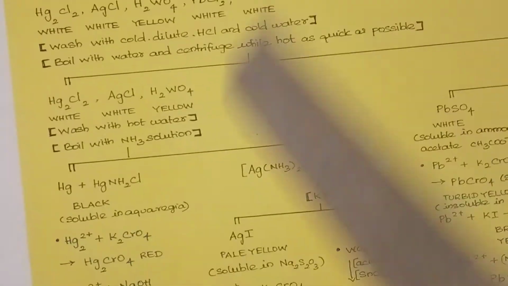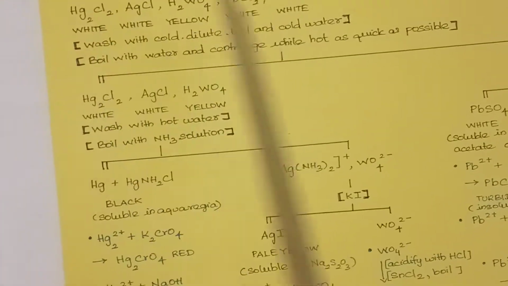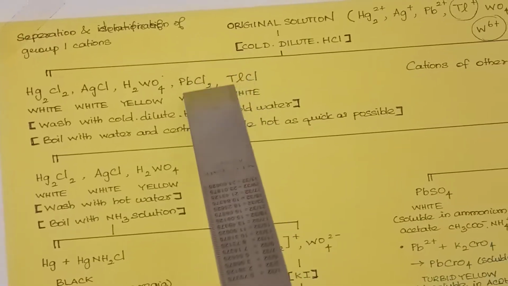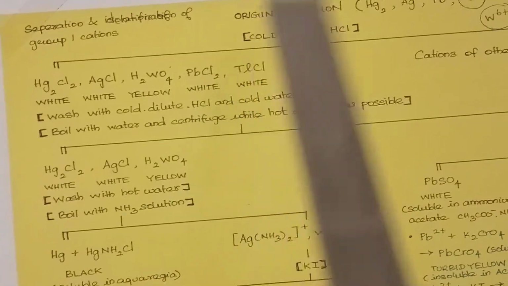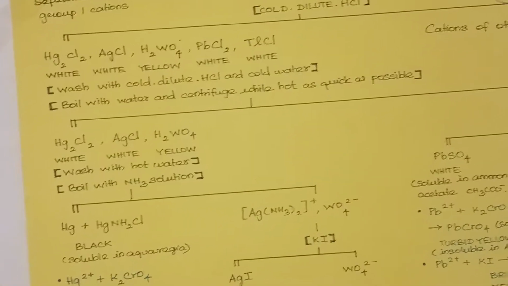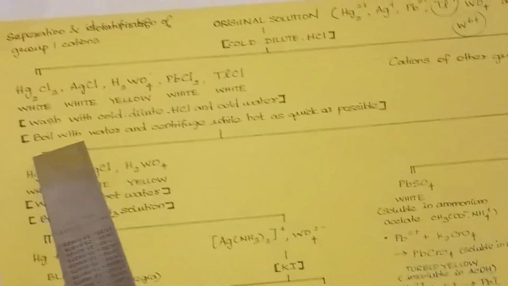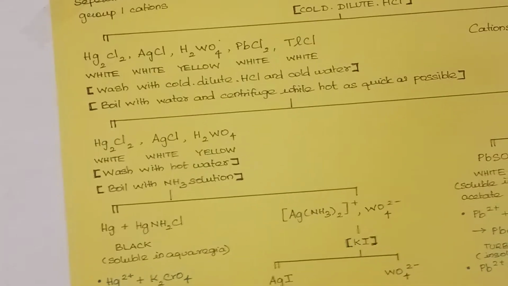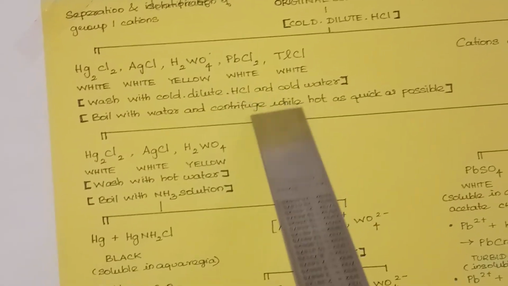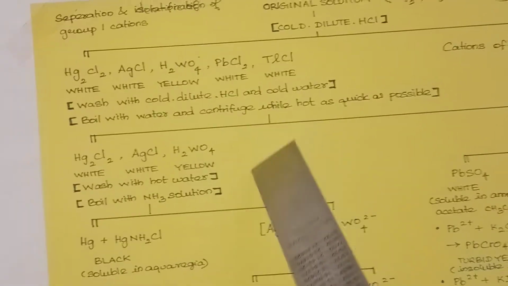Now once you have done the washing with the washing liquid, you boil the precipitate. You should add some water and boil it. Why boil? Because lead chloride and thallium chloride are soluble in hot water, and that is the reason we are boiling it with water. And when the sample is hot, you should do the centrifugation very quickly so that your centrifugate will contain the lead or thallium ions.